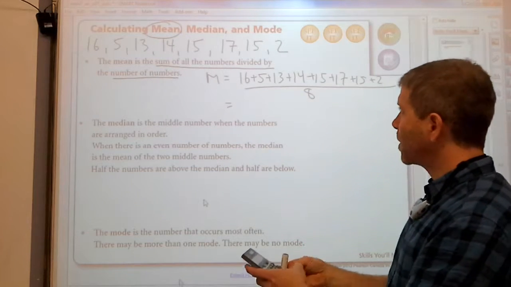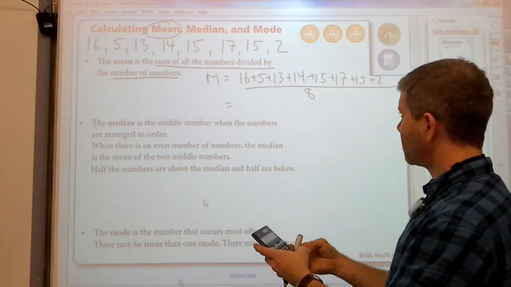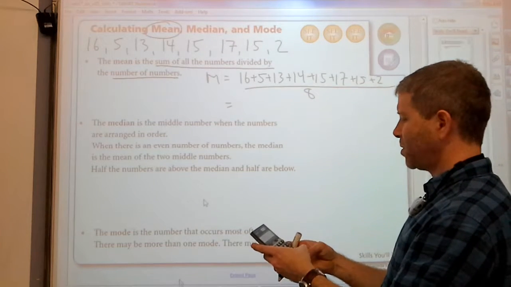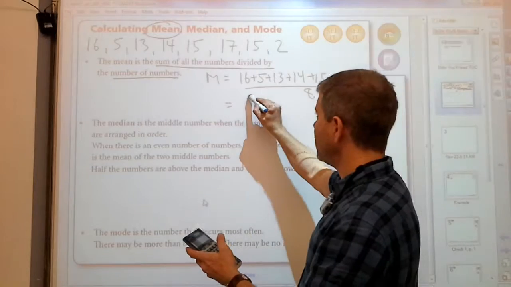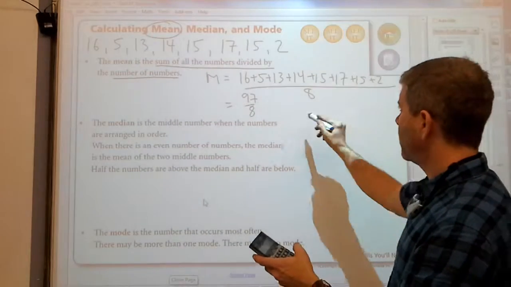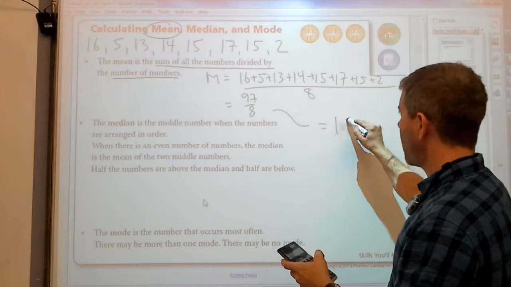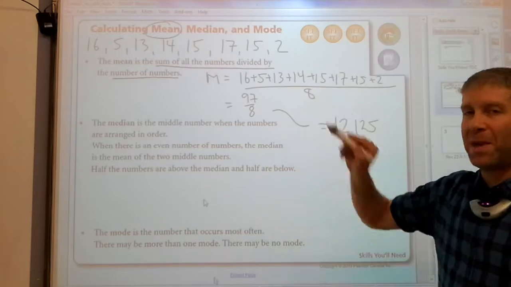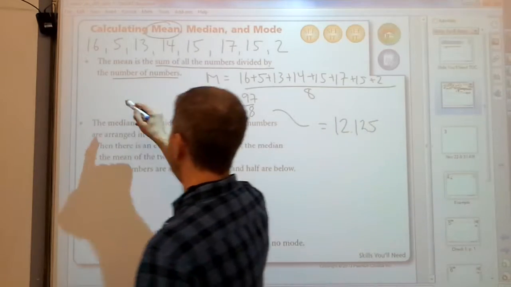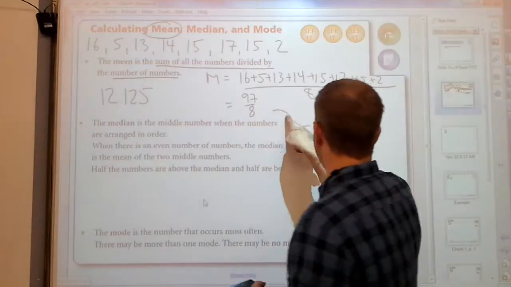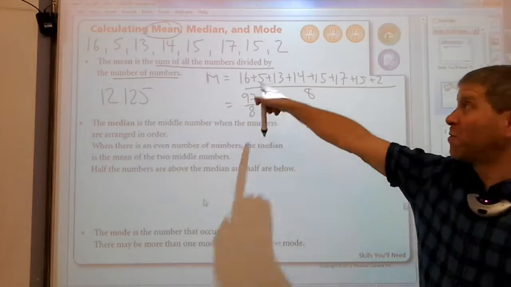Get out my trusty old calculator. 16 plus 5 plus 13 plus 14 plus 15 plus 17 plus 15 plus 2 gives me 97. 97 divided by 8 will give me a mean of 12.125. So this is the mean in this case, 12.125. I'm going to move that over here and erase it over there. So the mean is 12.125 of these numbers.